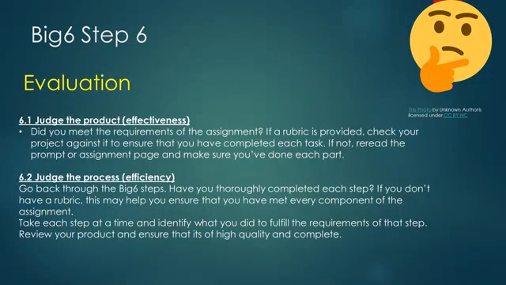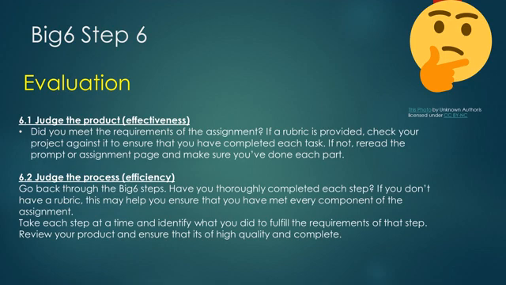Big Six, Step 6. This is your last one. This is where you're going to evaluate your work. 6.1 asks you to judge the product, the effectiveness of it. When you look at your product, did you meet the requirements of the assignment? This is where you should look at a rubric if one is provided. Check your project against the requirements to ensure that you have completed each task. If you don't have a rubric, reread the prompt or assignment page to make sure that you've done each part of the assignment in your project.